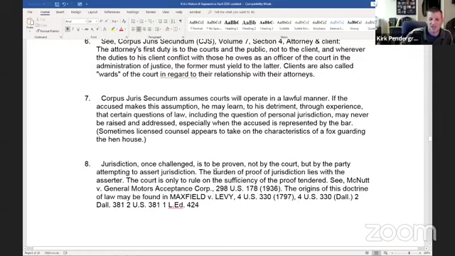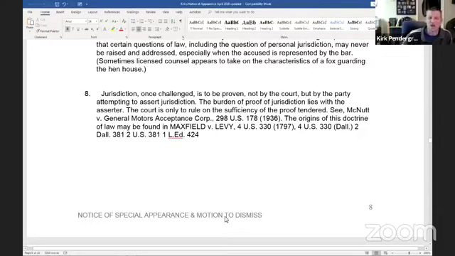Jurisdiction, once challenged, is to be proven, not by the court, but by the party attempting to assert jurisdiction. The burden of proof of jurisdiction lies with the asserter. The court is only to rule on the sufficiency of the proof tendered. Here's those cases right there. All right, the origin of this doctrine of law may be found in Maxfield versus Levy. Right? So once jurisdiction is challenged, it must be proved in and on the record in writing. There's no ifs, ands, or buts here.